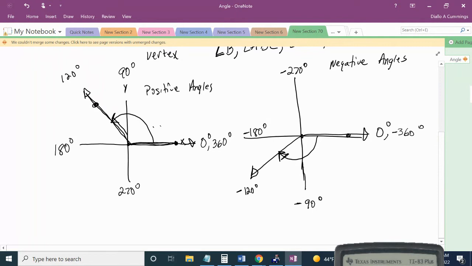I want you to notice here that when we graphed 120 degrees, it was in quadrant number 2. When we graph negative 120 degrees, notice that that angle is in quadrant 3. So we must be careful when we're plotting positive angles and negative angles.